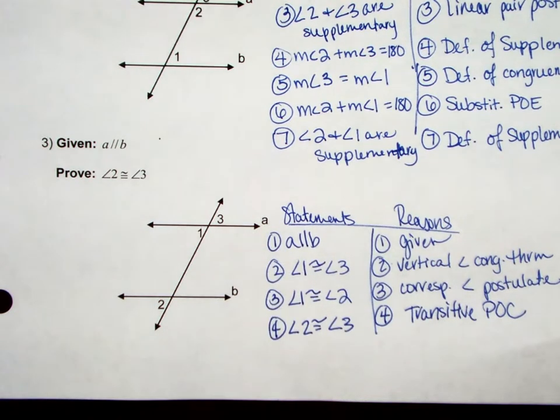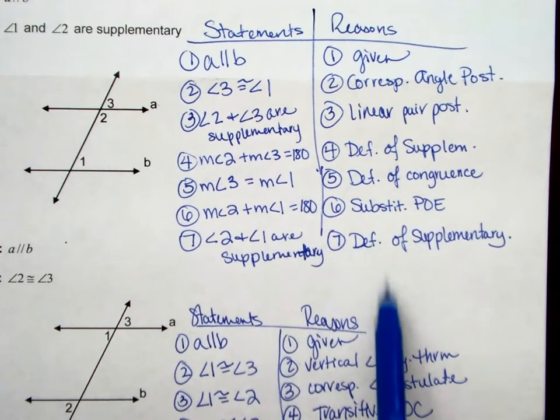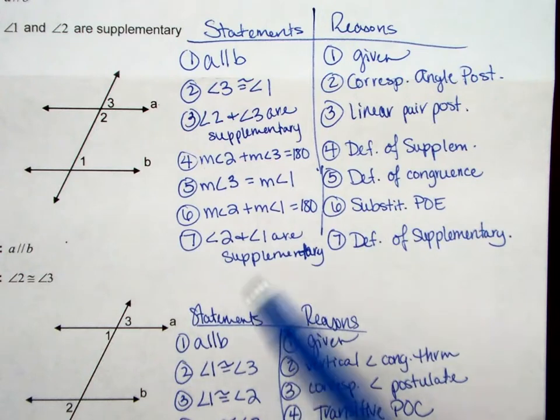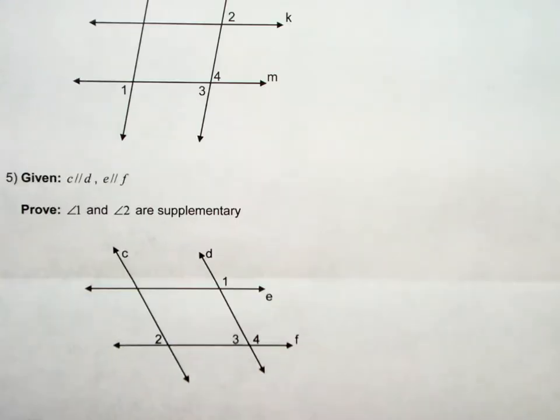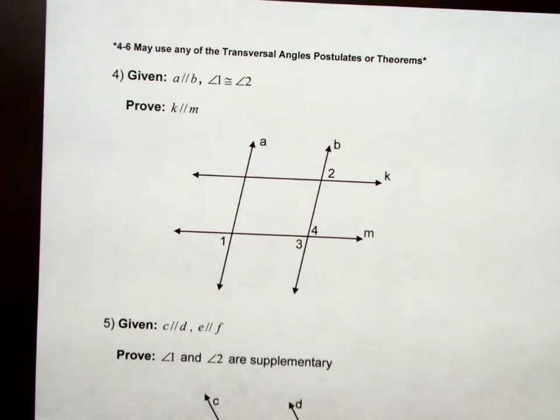So that's the first 3 proofs. Yes, the second proof is really in depth, but you're going to use definition of supplementary and definition of congruence many times, so we need to get in the habit of understanding that. On the back side, we got a lot of proofs here. We got 3 proofs again, and you can use whatever you want. You can use any of the transversal angle postulates or theorems, so you can use corresponding angles postulate, alternate interior angles theorem, alternate exterior angles theorem, and consecutive interior angles theorem.